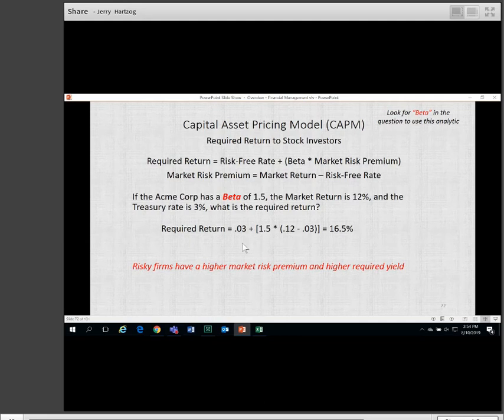Now, just be careful in doing the calculations. First of all, you do the calculation inside the parentheses. So you have the 12% minus 3% gives you 9%. Then you multiply by 1.5, which gets you up to 13.5%. Then you add the 3% to get you up to 16.5%. So just make sure you're doing the order of operations correctly. Again, what are we talking about? Risky firms have a higher market risk premium and require higher yields.